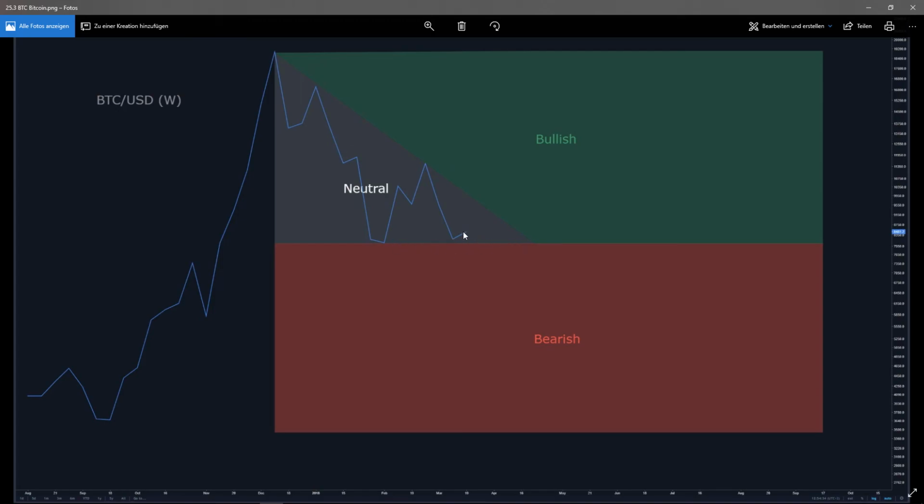if we close below this line, we'll have a confirmation that the bearish trend will continue also in the long term, not just in the short term. So maybe we'll then have a trend that will continue for months, probably till June, as I've posted on Twitter before.